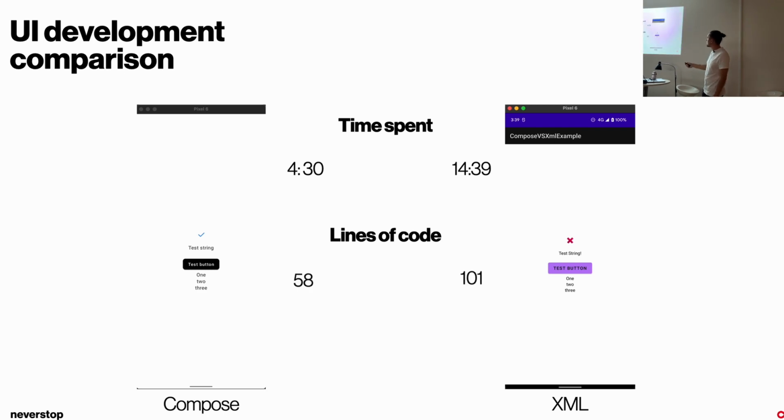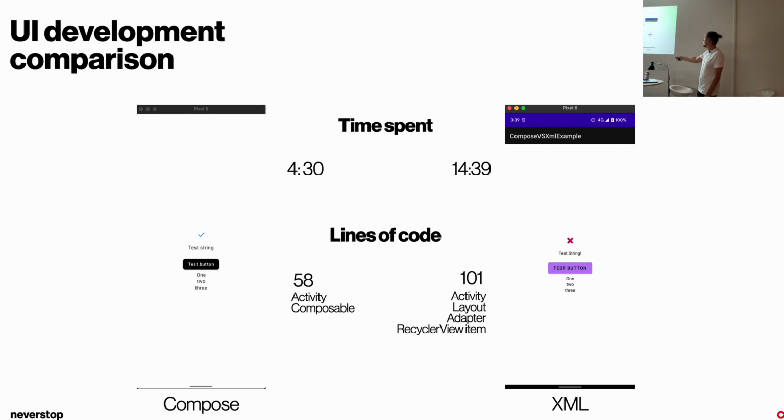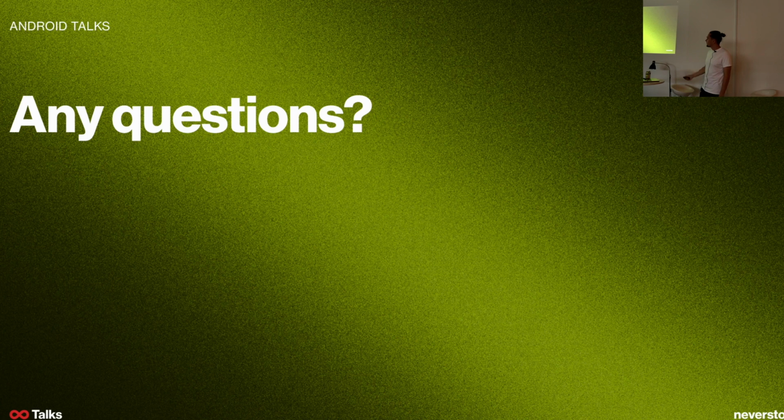So this is the end result. 58 for Compose and 101 for XML. This takes in the minimum activity with Composable, while on the other hand we have the activity with the layout, adapter, and the recycler view item. So also not that big of a difference, but it can grow quite large if you do more things, as I said. And with that, that's it. Are there any questions?